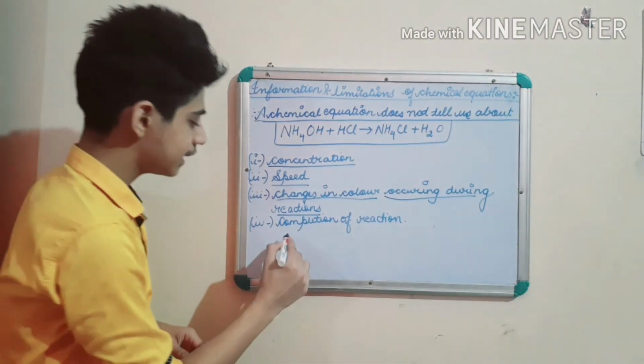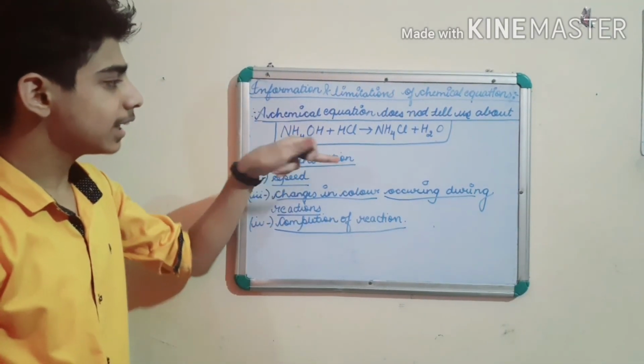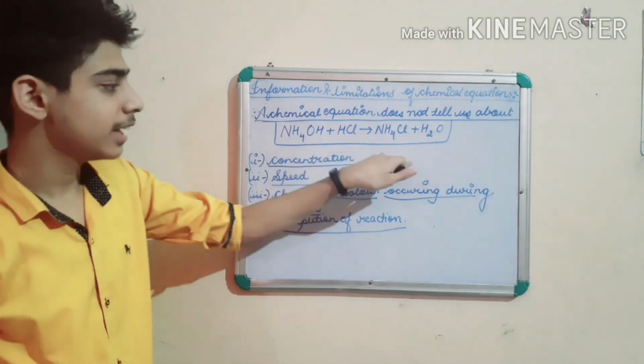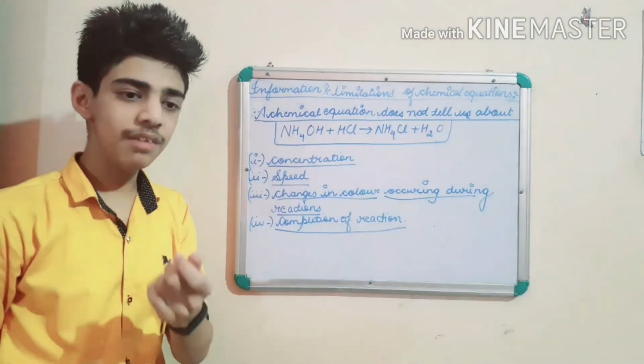So the fourth point is completion of the reaction. We will be unable to know from this equation when the reaction is complete. All these things have to be done practically, then we will be able to know.